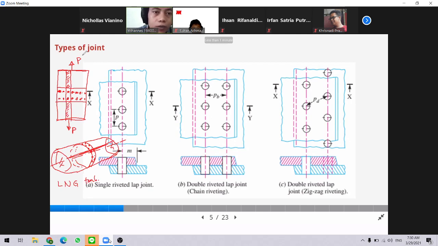So how about this load? Yes, it is distributed over this whole area. So if we only take this area in our calculation, this P must be divided by the number of rivets here. For example, along this line, we have 100 rivets. So we just take this area only.